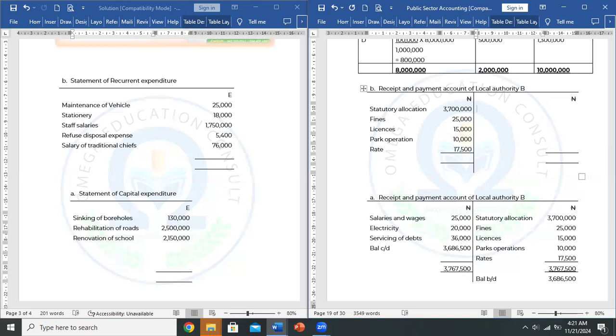And then the payment of expenses, we have salaries and wages, 25,000. We have electricity, 20,000, and servicing of debt. Servicing of debt means they are settling their debt, right? Okay, so you now balance it and see your carry down, brought down, because you know the receipt and payment account is like the cash book. So it's balanced with the carry down, brought down, and that's all.